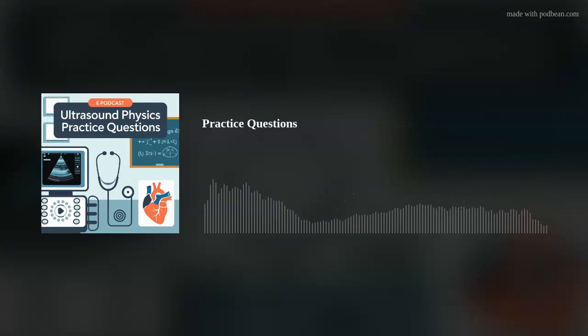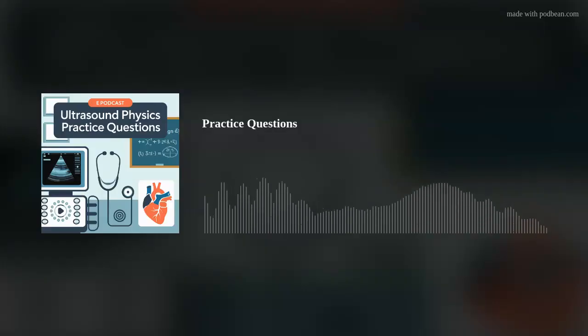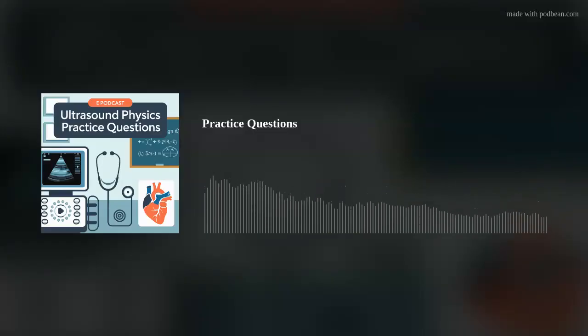This one wants us to actually calculate the velocity of a reflector using the Doppler equation. Can you walk me through how that equation works? The Doppler equation can look scary at first, but it's basically just a way to relate the Doppler shift, which is how much the frequency changes because of motion, to the velocity of the reflector. Okay, but how do we actually use it to find the velocity?